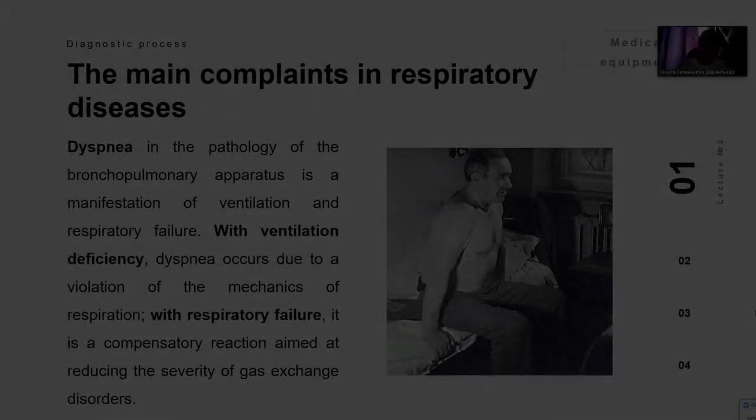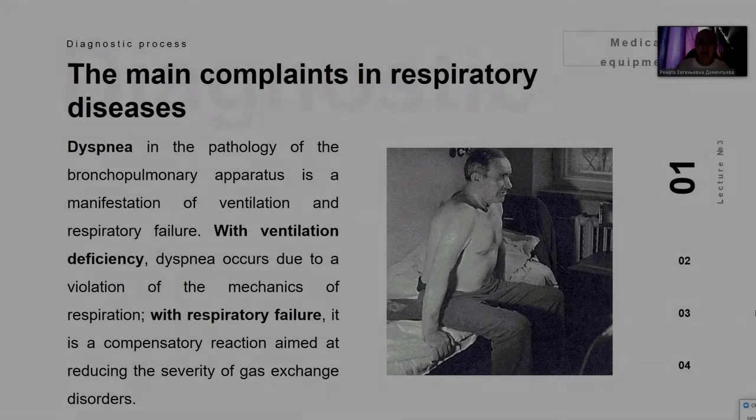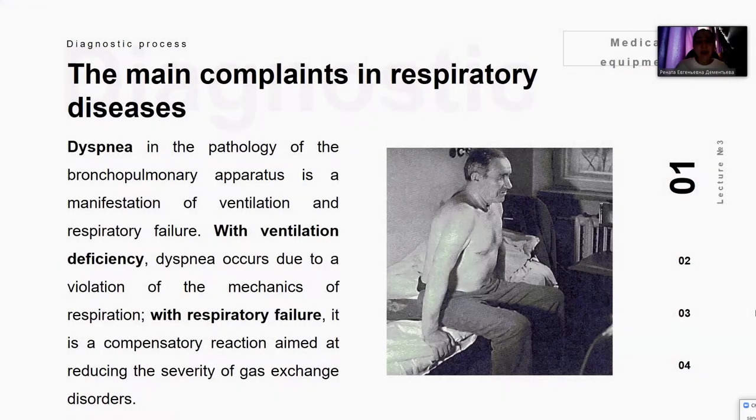Aspirin and this type of failure occurs due to the violation of the mechanism of respiration. So the mechanism of formation of dyspnea is based on a change or broken mechanism of respiration. About respiratory failure, another term: it's a compensatory reaction aimed at reducing the severity of gas exchange disorders.